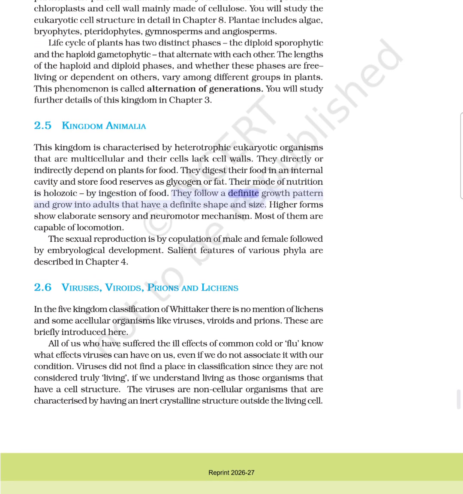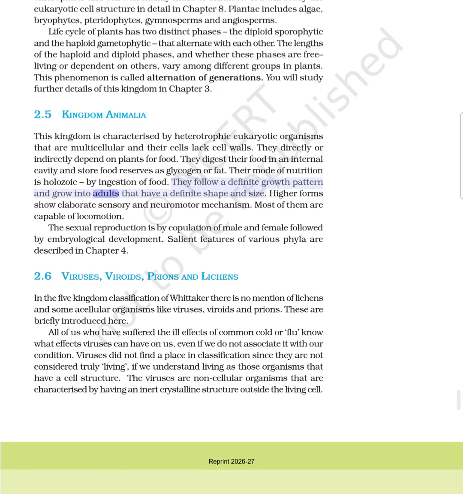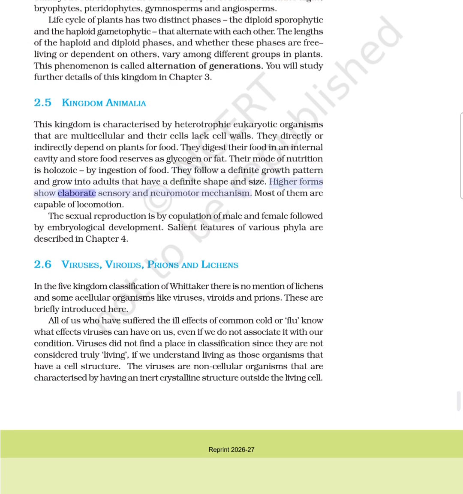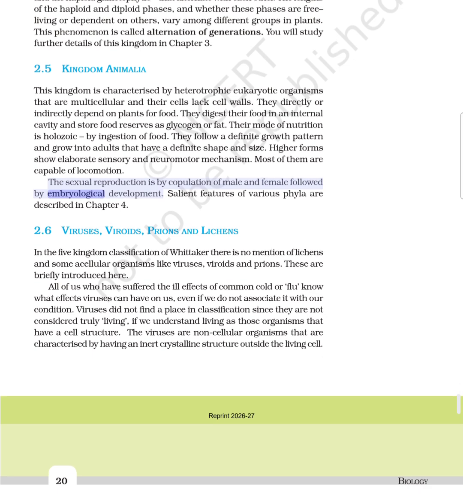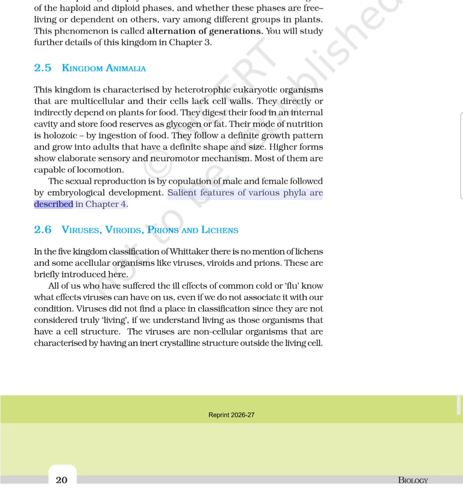They follow a definite growth pattern and grow into adults that have a definite shape and size. Higher forms show elaborate sensory and neuromotor mechanisms. Most of them are capable of locomotion. Sexual reproduction is by copulation of male and female followed by embryological development. Salient features of various phyla are described in Chapter 4.